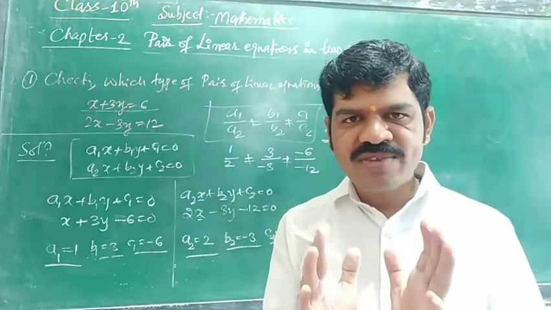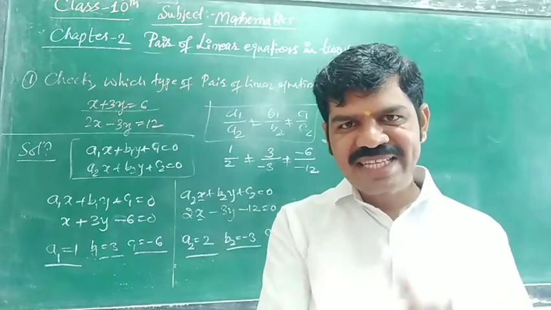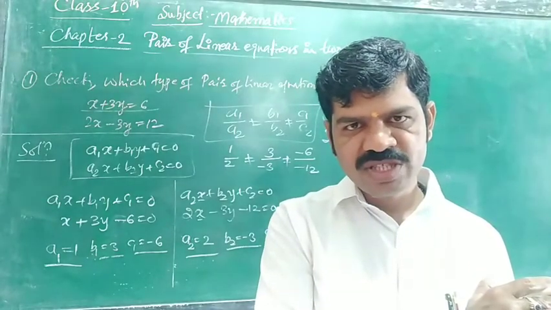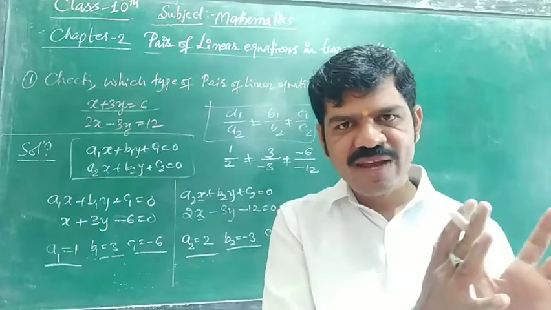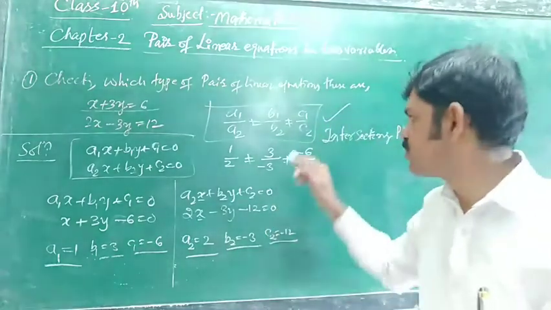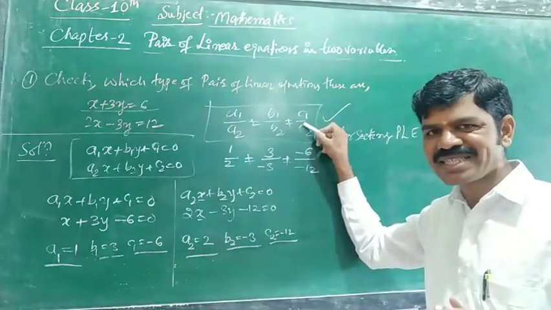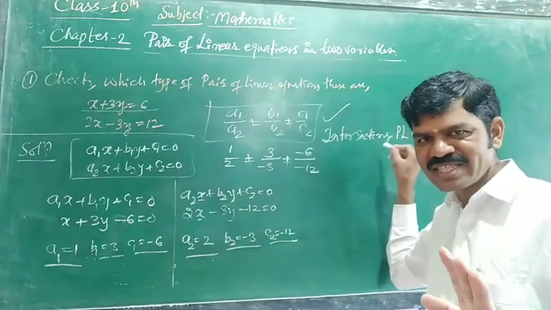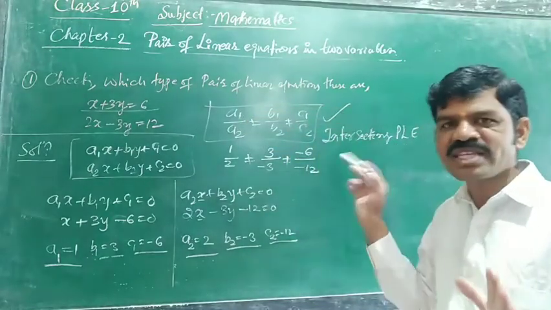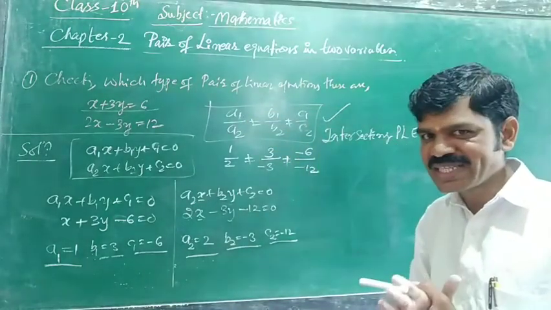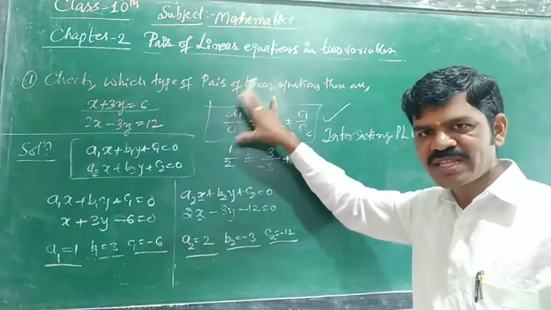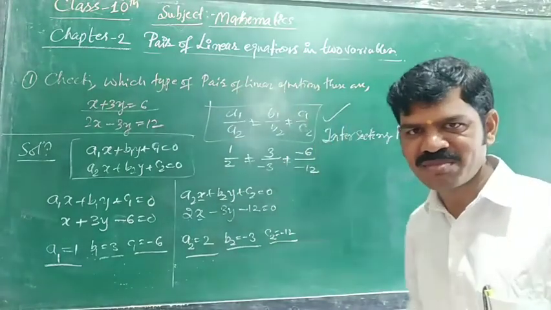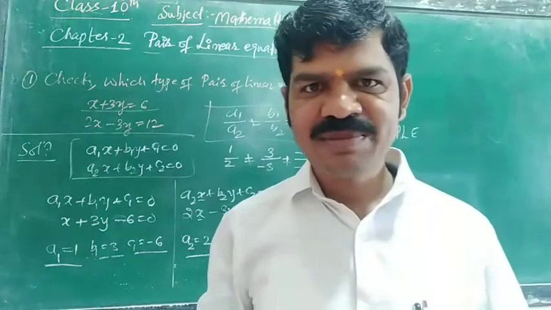When the pair of linear equations is given, we extract the values of a1, a2, b1, b2, c1, c2 and compare them. If everything is not equal, then this is intersecting. If everything is equal, that is coincident. First two are equal and third one is not equal, that is parallel. It's very simple.